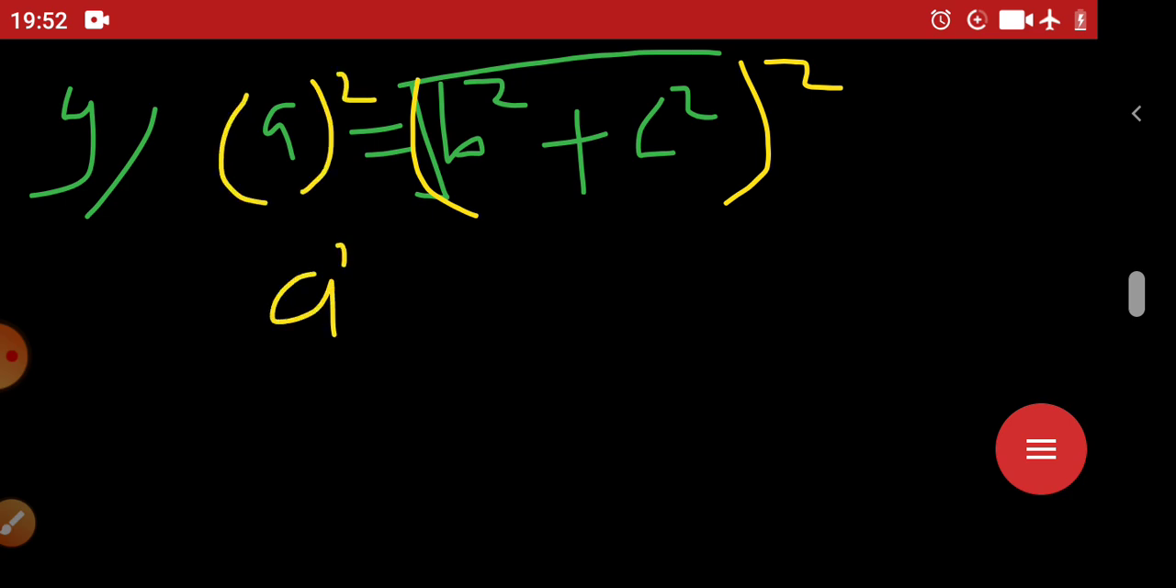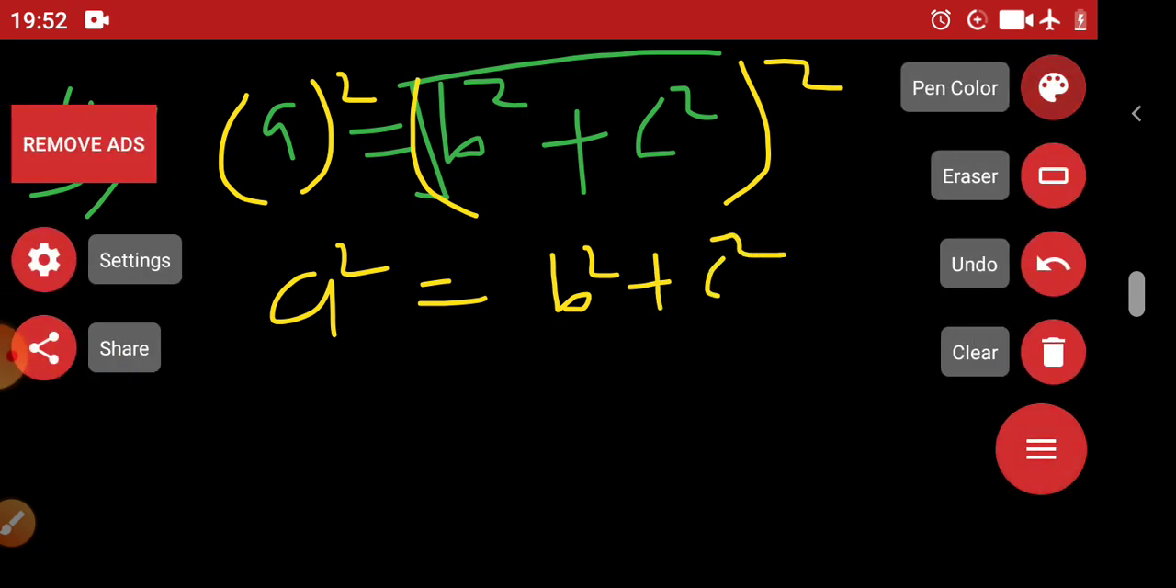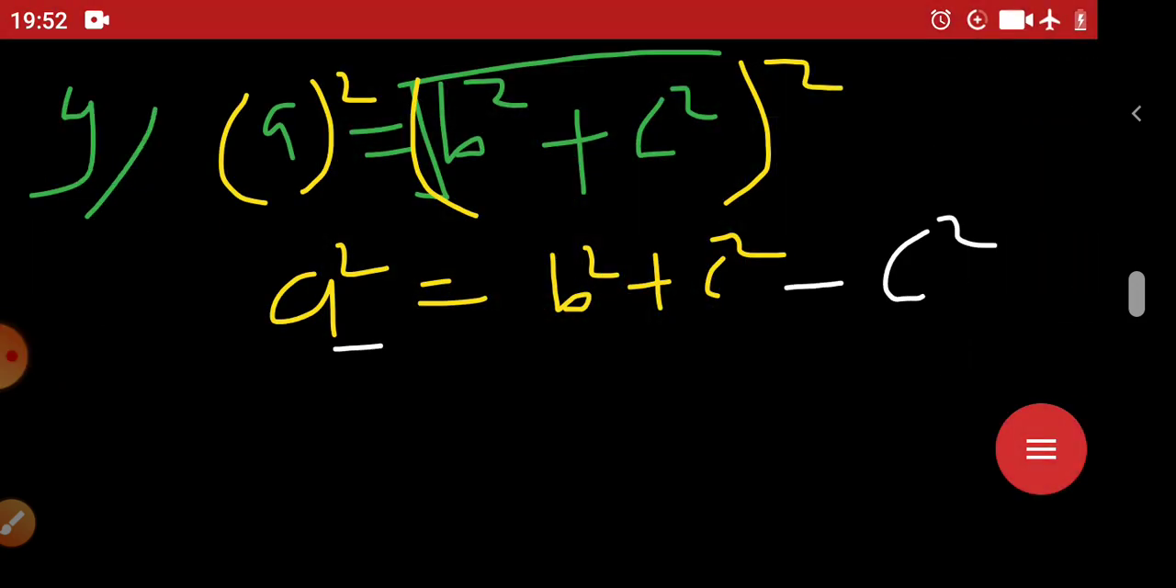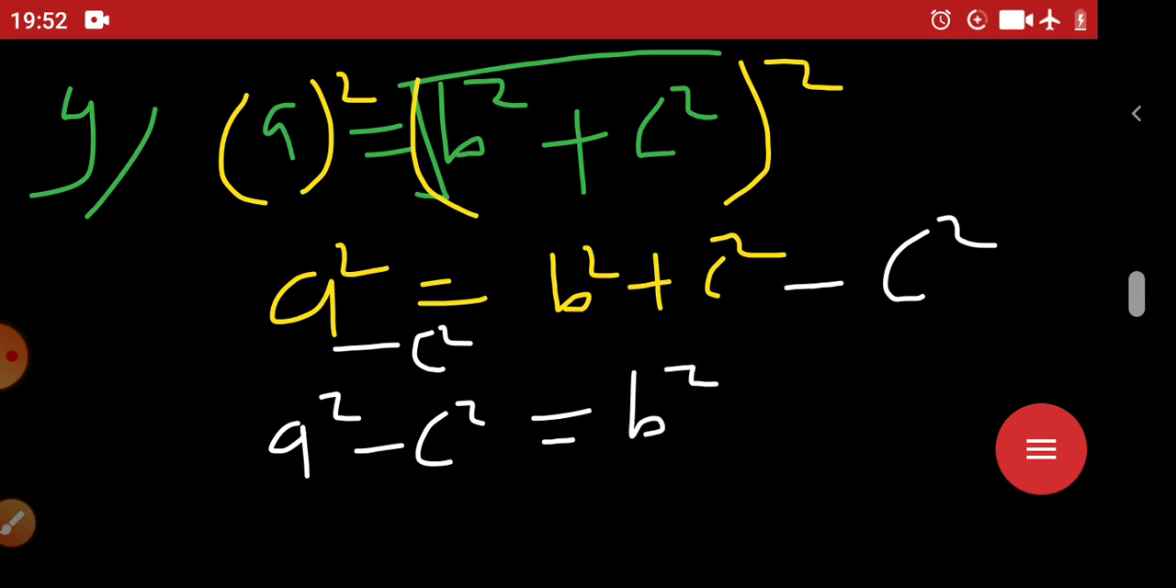From the left hand side we have a squared. Here by squaring a square root, we are left with what is inside, which is b squared plus c squared. Then we can subtract c squared both sides. When you do that, we have a squared minus c squared is equal to b squared.